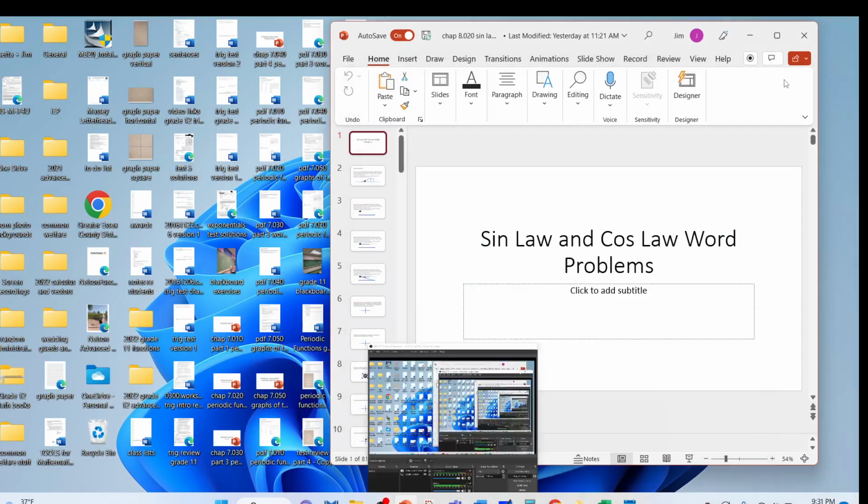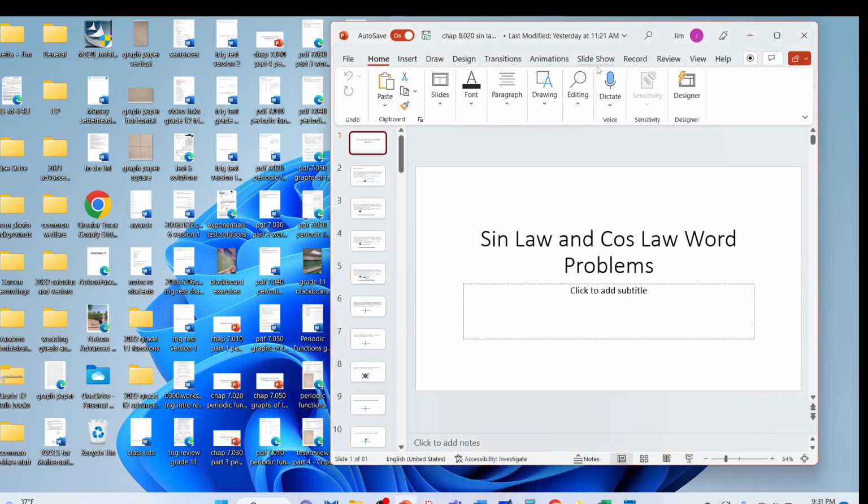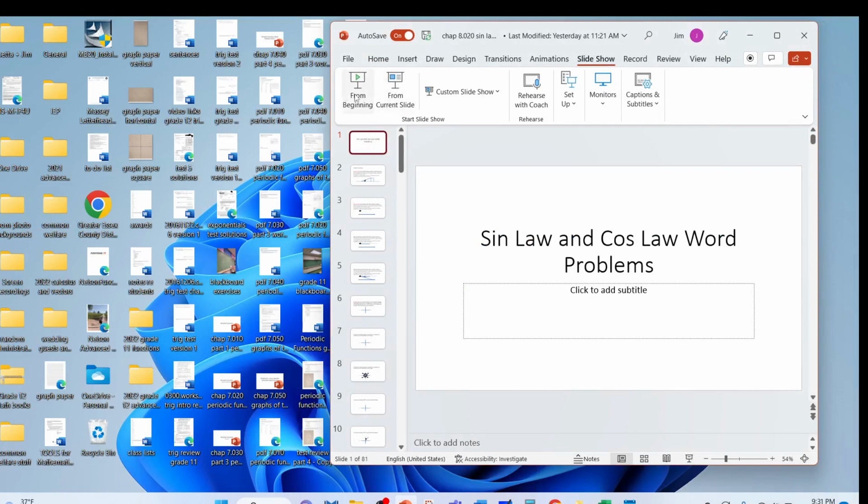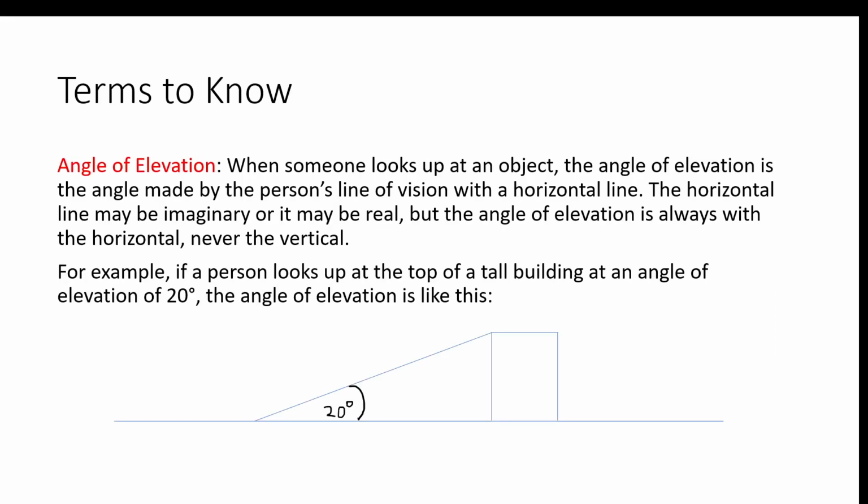In this video, we're going to use the sine law and the cosine law to answer word problems. We want to know a few different terms. So one of them is an angle of elevation.